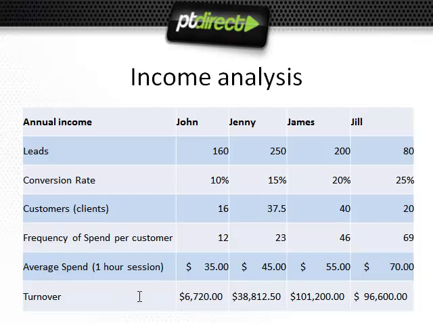So the final thing is turnover. So if you multiply the number of clients someone has by the frequency of spend that they have times the amount that they spend each time, you'll get a total of turnover. And you can see here that the two people with the highest turnovers are James and Jill, up around $100,000. John is rapidly going out of business, and Jenny is in a stage that's probably a growth stage, I would hope, but she's just sort of struggling along there really at subsistence.